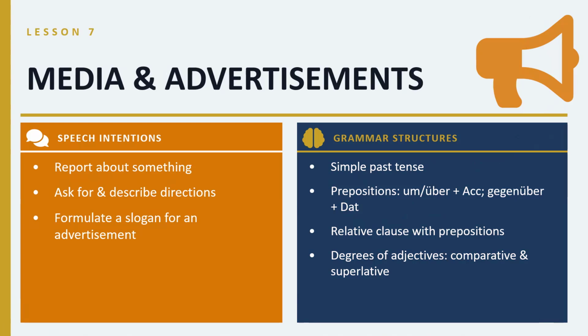You'll see the media and advertisement related vocabulary will be there that you'll have to prepare for. The grammar topic which will be used in this chapter will be simple past tense or Präteritum. Some of the prepositions like über will also be used. Gegenüber also will be used. Relative clause with preposition will also be used in this chapter. Degree of adjective, comparative and superlative. This grammar topic will also be part of this chapter.